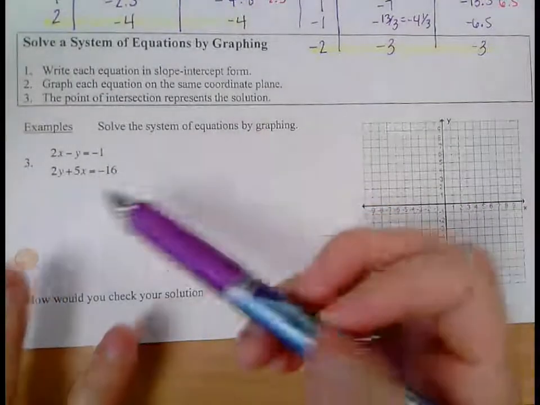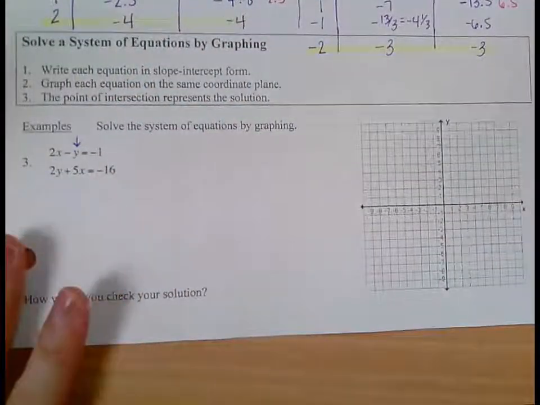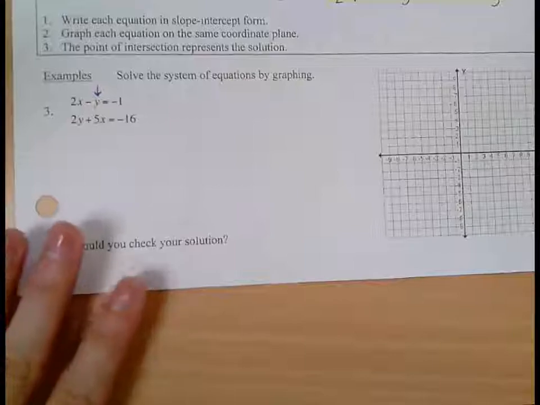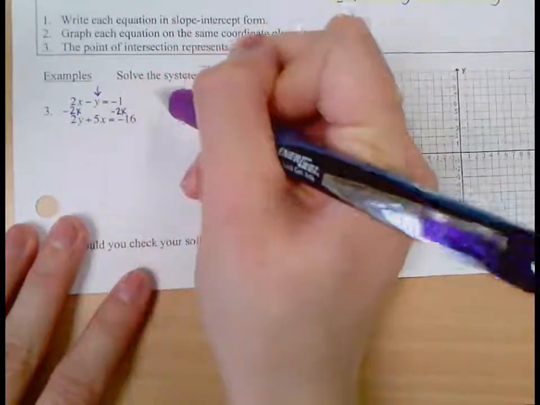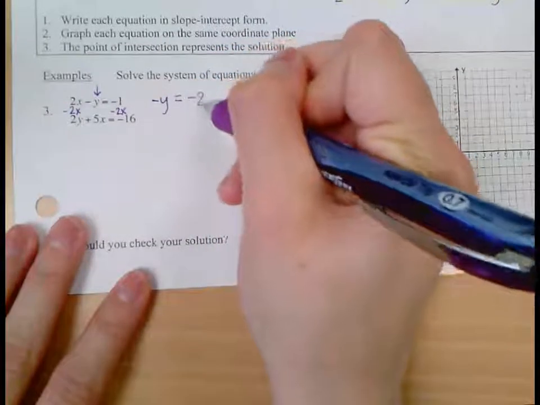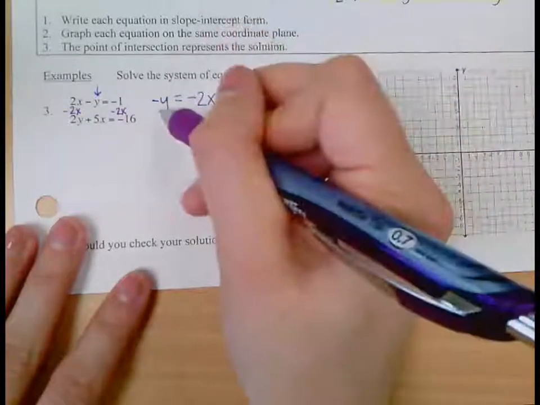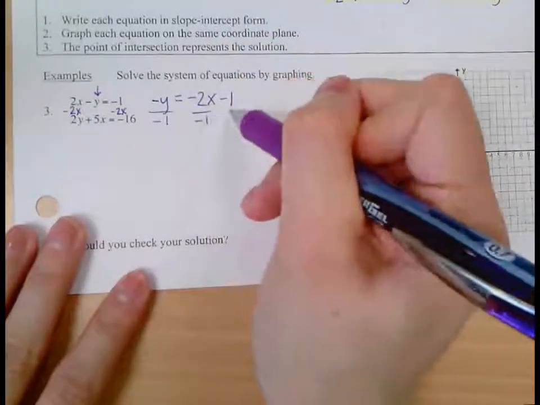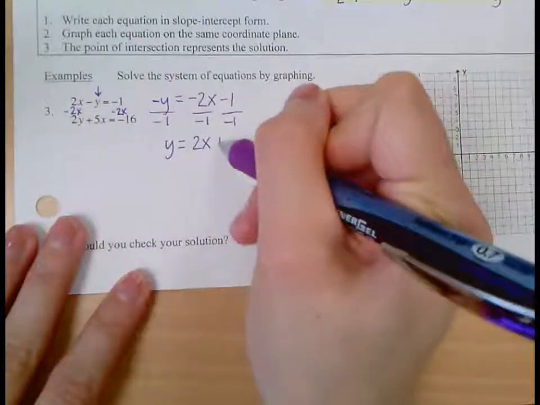So looking at the first equation, we have to get the y by itself, put it into slope-intercept form so we can graph it. So we'll subtract 2x from each side. Make sure the negative stays in front of the y. Negative y is equal to negative 2x minus 1. Divide or multiply everything by negative 1. So y is equal to positive 2x plus 1.